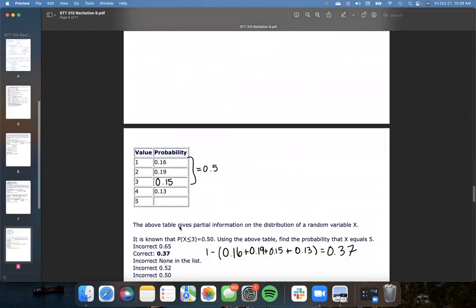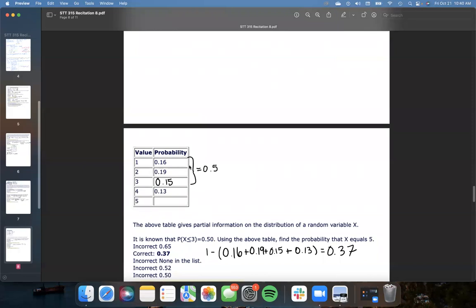The above table gives partial information on the distribution of a random variable x. It is known that the probability of x less than or equal to 3 is 0.5. Using the above table, find the probability that x equals 5.